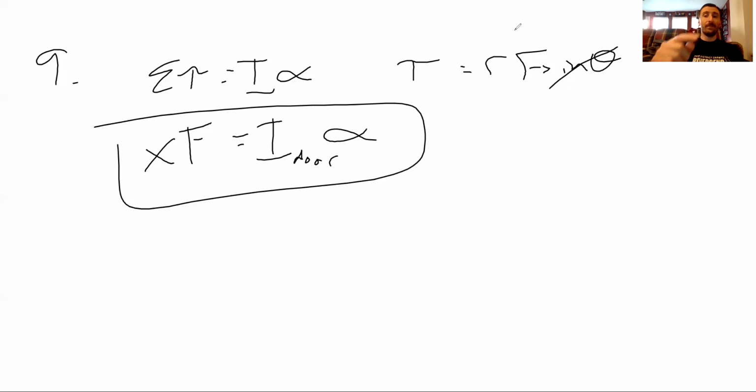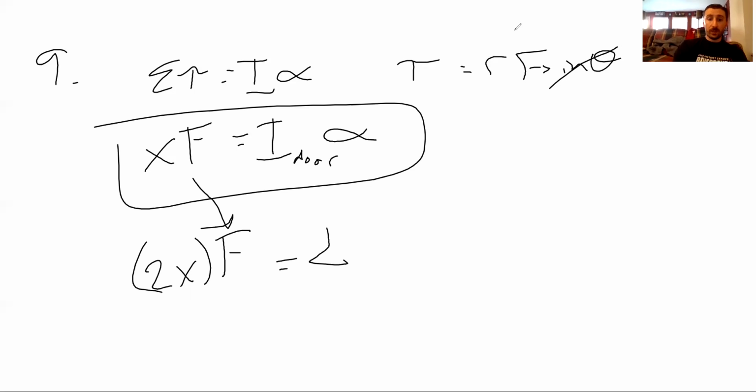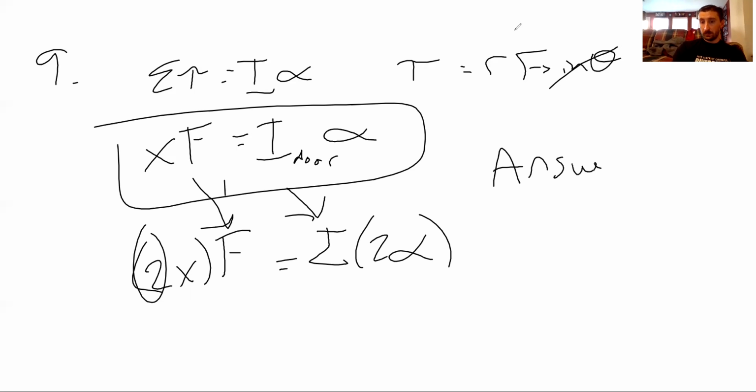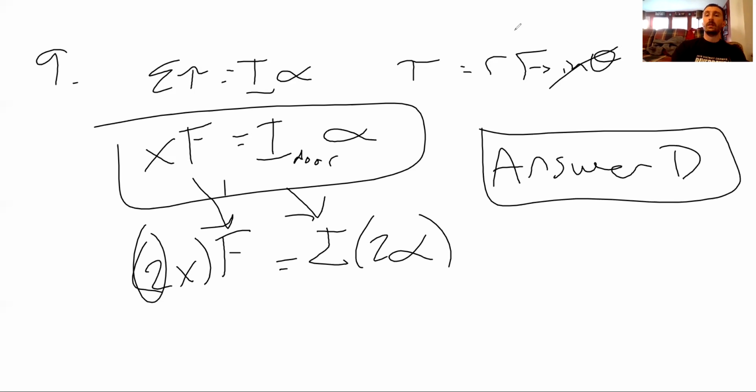So what it says is if I move the distance to be 2x, what has to happen to alpha here? If I do the same thing, I go 2x, the force stays the same. This stays exactly the same. The moment of inertia of the door stays exactly the same. So if these two stay the same and this here doubles, that means that the alpha doubles. What answer is that? So it looks like answer D. All right, clear.